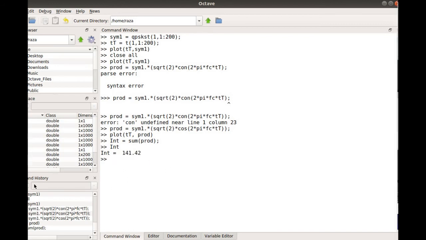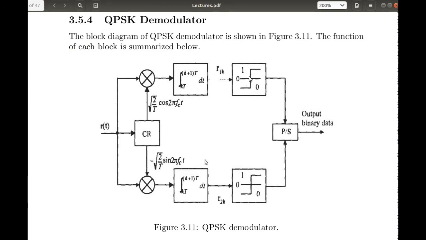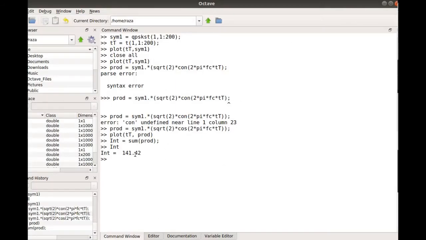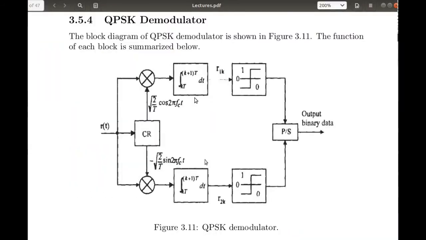Now we have the threshold detector function, and it is implemented as a signum function. For any positive value, the output will be 1. For any negative value, the output will be 0. So I'll implement this one using the signum function. The signum of the output of the integrator is 1. So at the output we got 1, right? This is how we integrate our upper branch. So if we see here, we got a 1 here.